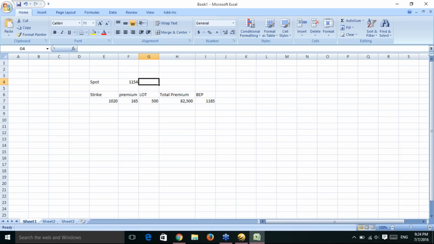to 1185, you'll achieve the break even. And after that, you will have profits. So at what price you bought? Strike price is 1020 and premium you paid was 165.